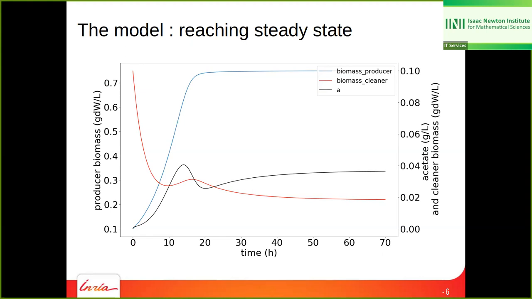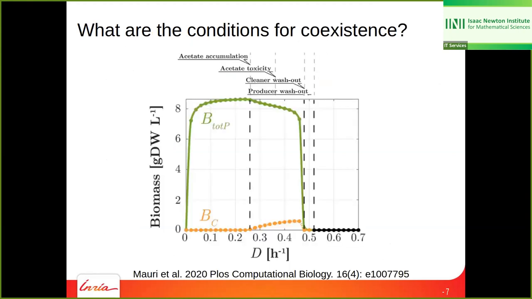And so then if you look at all of these steady states but at different dilution rates, the kind of plot that you can get is this, where you have on the y-axis the biomass of the producer and the cleaner, and on the x-axis the different dilution rates, and these are then the steady state values. And you see that there's basically a certain range of dilution rates where you expect to find both the producer and the cleaner. And this in our model is because this is the dilution rate at which the producer starts to excrete acetate. And so that leaves the room for the cleaner.